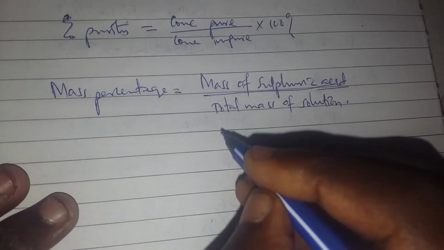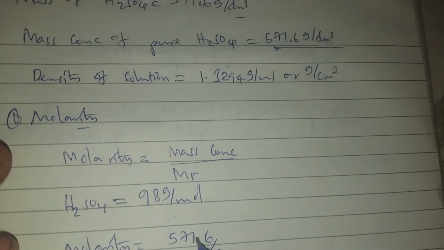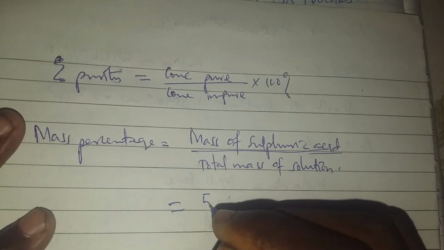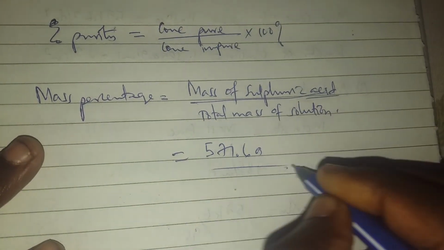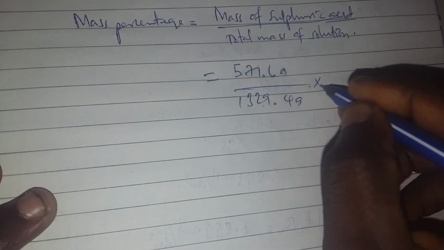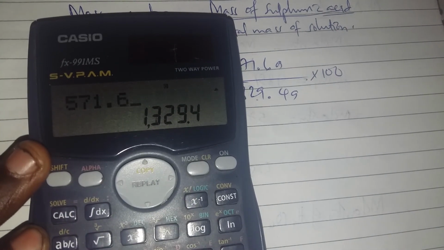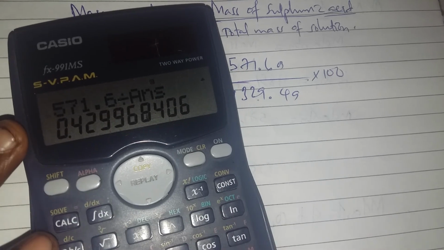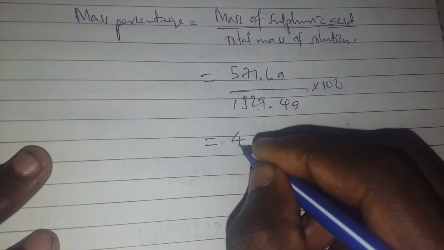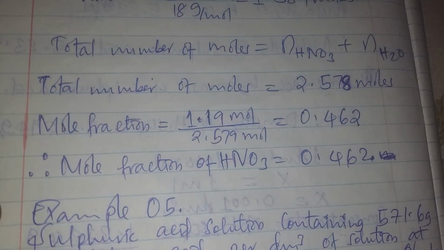So what was the mass of sulfuric acid? We found the mass of sulfuric acid is 571.6 gram, divided by the total mass, which is 1329.4 gram, times 100 for mass percentage. So 571.6 divided by 1329.4 gives 0.43, times 100 is 42.99. So it is 42.99%. This is the mass percentage of sulfuric acid.